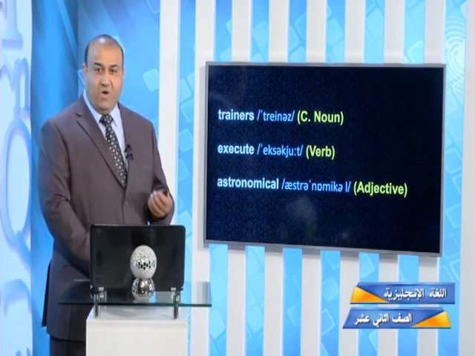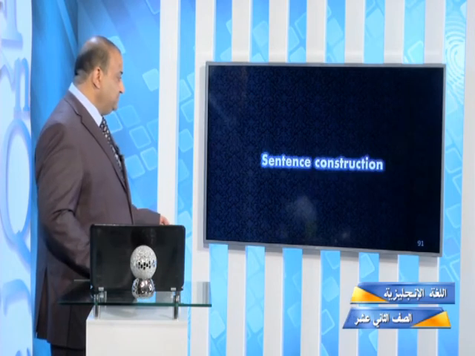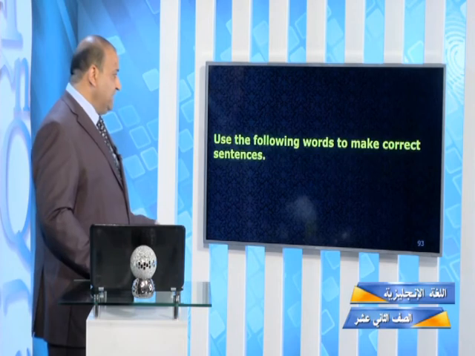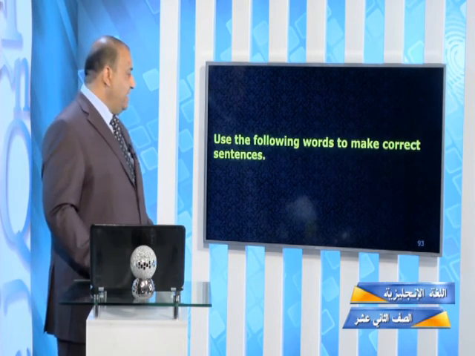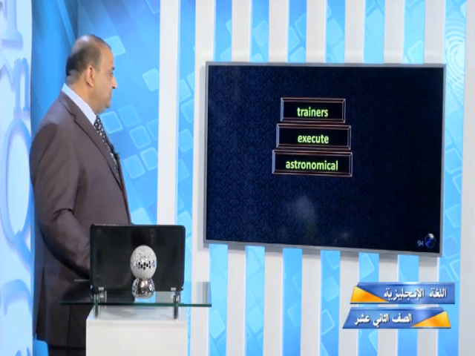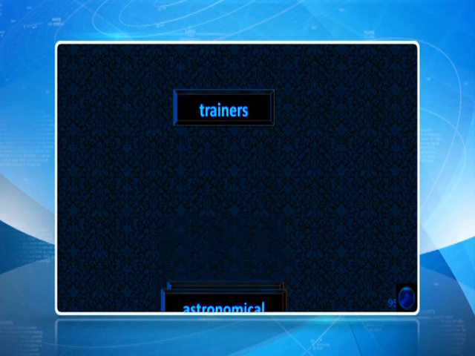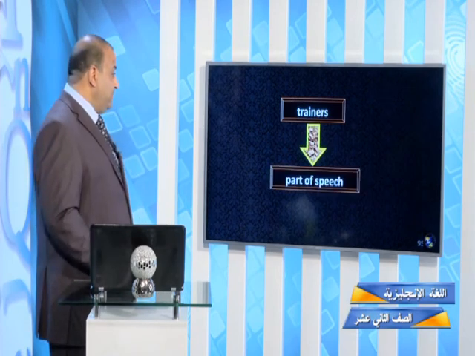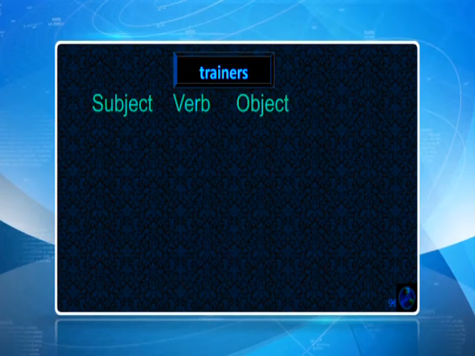Now, you have here to construct sentences, which is our last practice exercise. Use the following words to make correct sentences. So the words are trainers, execute, astronomical. Let's start with the first one. In any English language, you have to think of the most compelling elements in making the sentence correct and understandable by people. So we have to guarantee that the sentence contains subject, verb, object, or a complement.